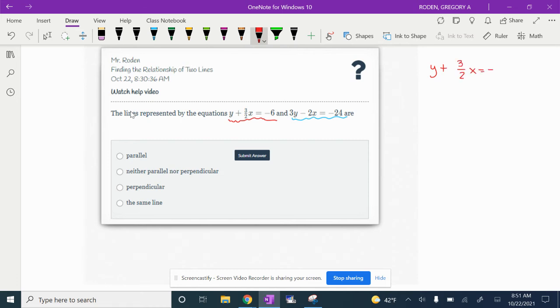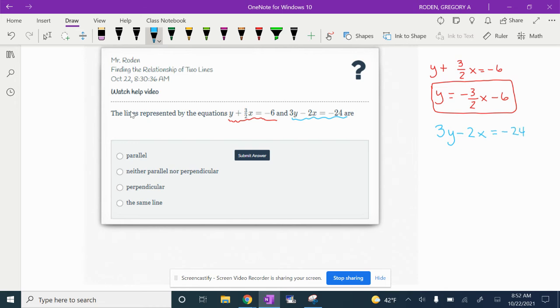It's y plus 3/2x equals -6. And so I'm going to put it in slope-intercept form by subtracting 3/2x from both sides. So I get y equals -3/2x minus 6. So that's the red equation in slope-intercept form. Now let's go ahead and do the blue equation. Well, the blue equation is 3y minus 2x equals -24.